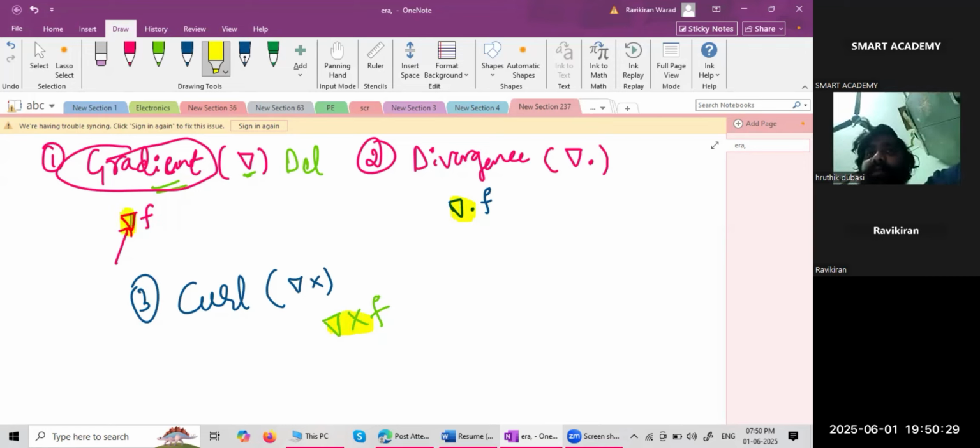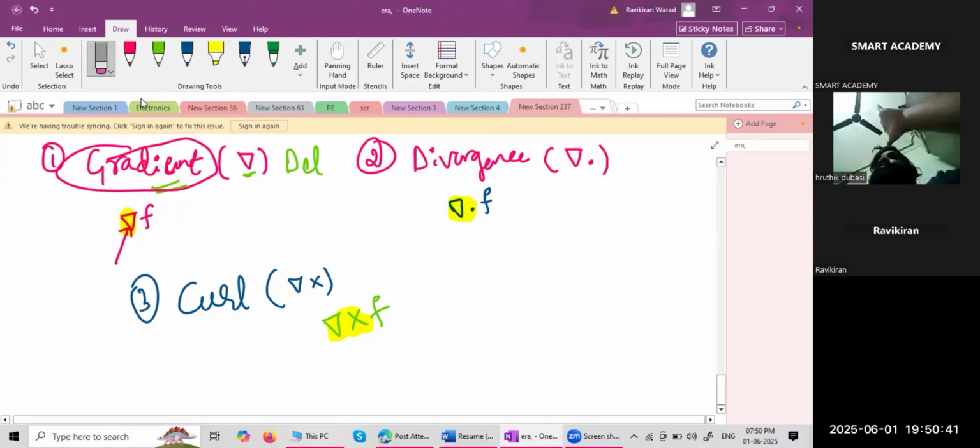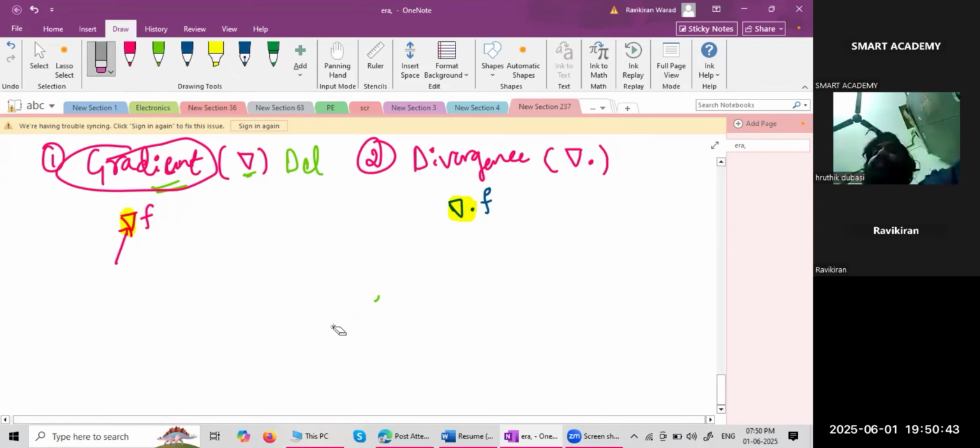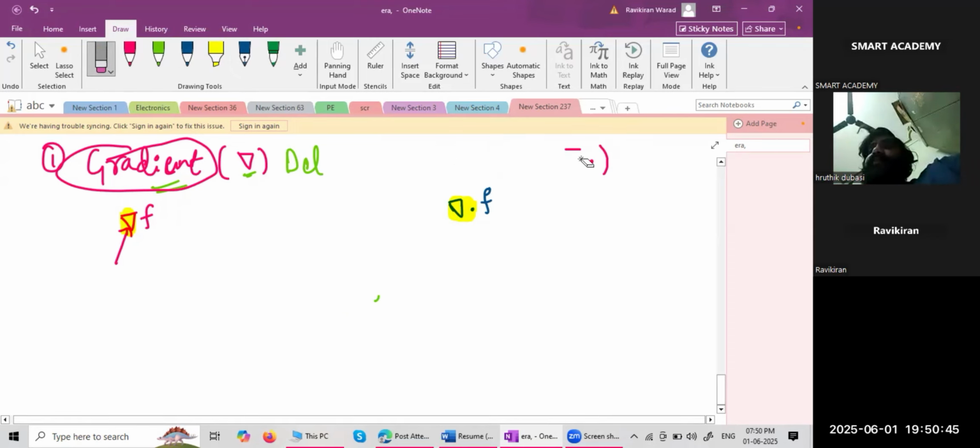Del means what? Gradient. Del dot means what? Divergence. Del cross means what? Curl. Any confusion? No confusion. Okay, fine. What is the first one? Gradient. Let me write the expression.